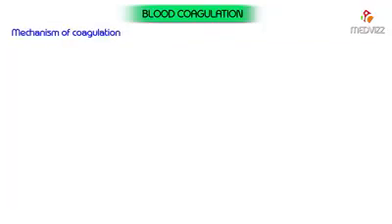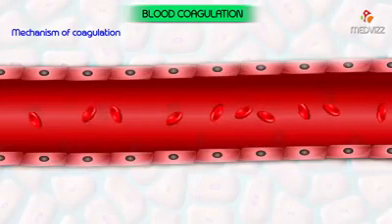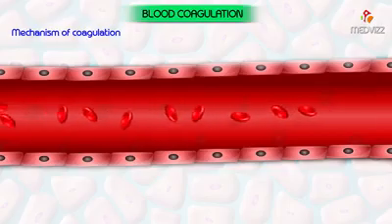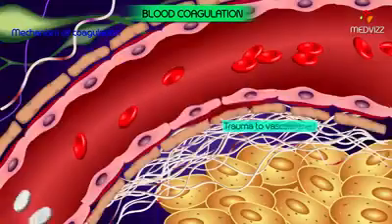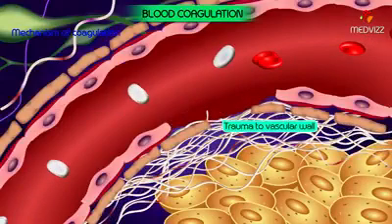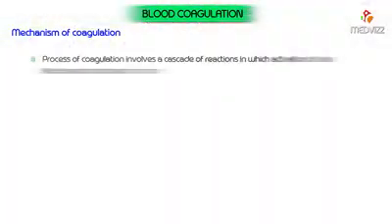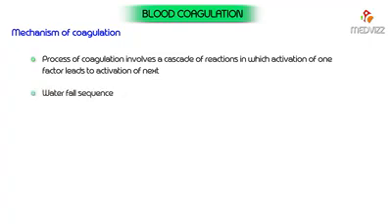Mechanism of coagulation. Normally, blood circulates in the blood vessels and does not clot spontaneously. Clot formation is initiated under the following situations: trauma to the vascular wall and adjacent tissues, trauma to the blood, and contact of blood with damaged endothelial cells or collagen or other tissue elements outside the vessel. The process of coagulation involves a cascade of reactions in which activation of one factor leads to activation of the next clotting factor. This enzyme cascade reaction is also called waterfall sequence.